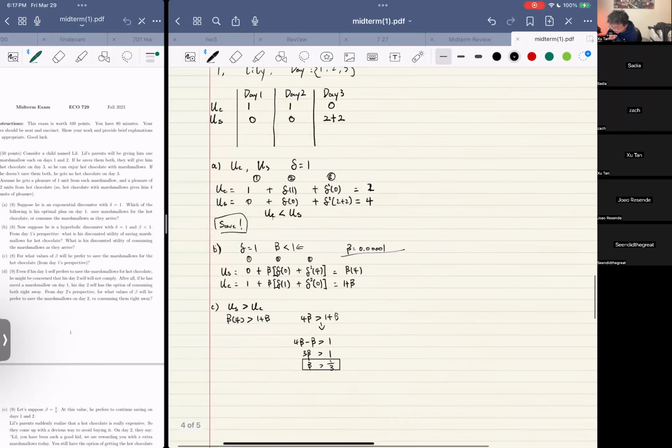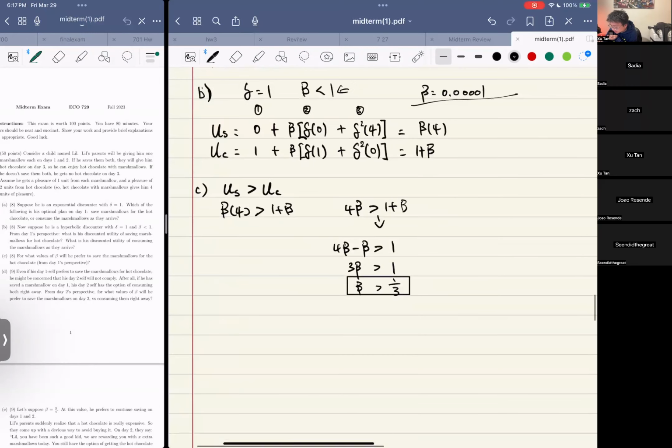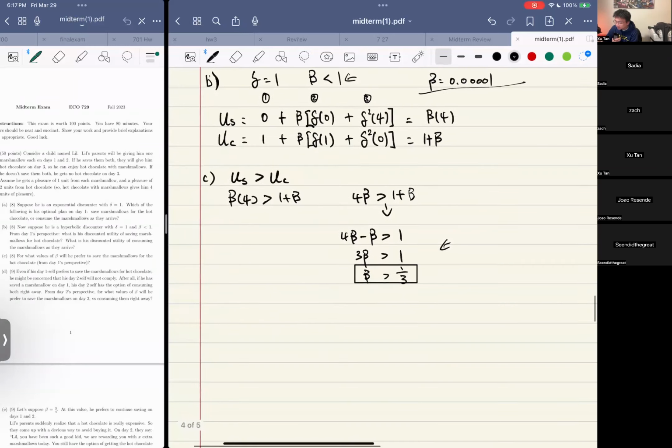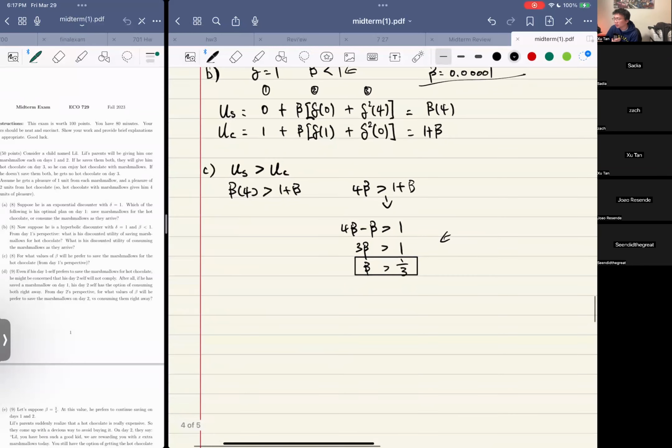Okay, great. So that's how you find the beta. If beta is greater than 1/3, you would prefer saving over consumption, right? But if beta is less than that, that means you discount more into the future. Therefore, you will rather consume now. So the lower the beta, the more you want to consume now. The higher the beta, ideally you want to save it for the future.